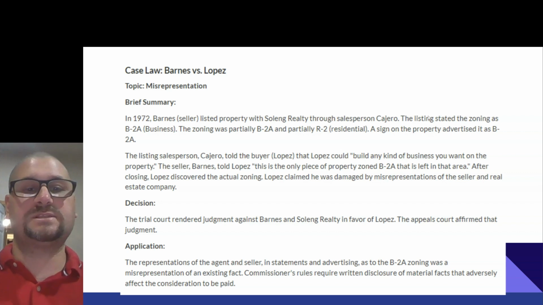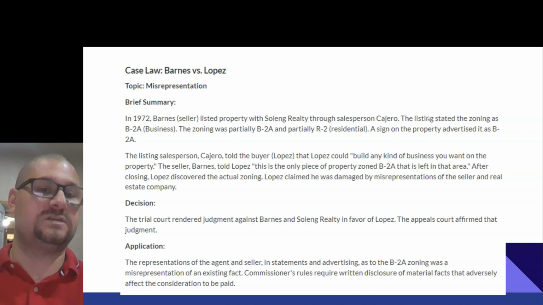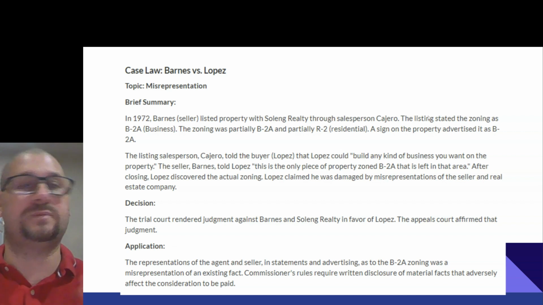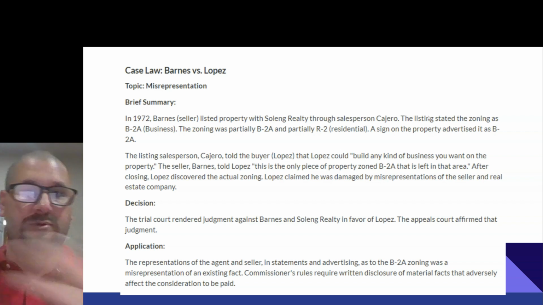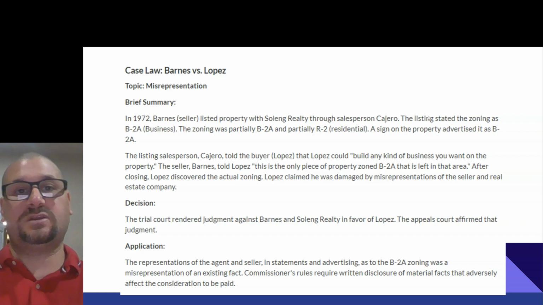So here's the application. The representation of the agent and seller in statements and advertising as to the B2A zoning was a misrepresentation of an existing fact because it was actually partially R2 residential and you can't build any business that you want, right? Because it has that partial residential R2 zoning. So commissioner's rules require written disclosure of material facts that adversely affect the consideration to be paid. Lopez won because the advertisement only stated the B2A and it didn't have the partial R2.